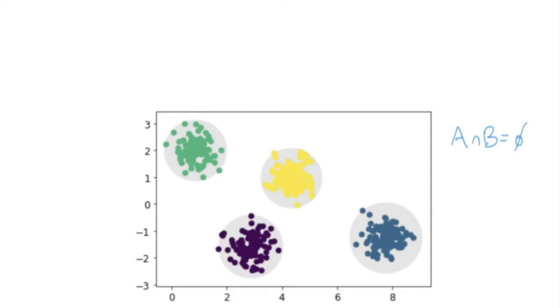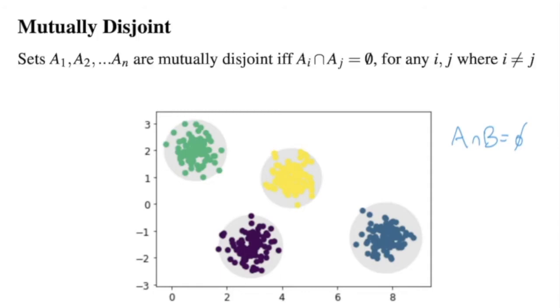So we have a special name for this. It's called mutually disjoint. So let's look at the definition of mutually disjoint. Say we have some series of sets, A1, A2, all the way up to An. This set of sets would be mutually disjoint, so that's the term we're trying to define, if and only if, remember iff means if and only if, Ai intersect Aj is empty for any value of i and j. The only condition is that they're not the same.